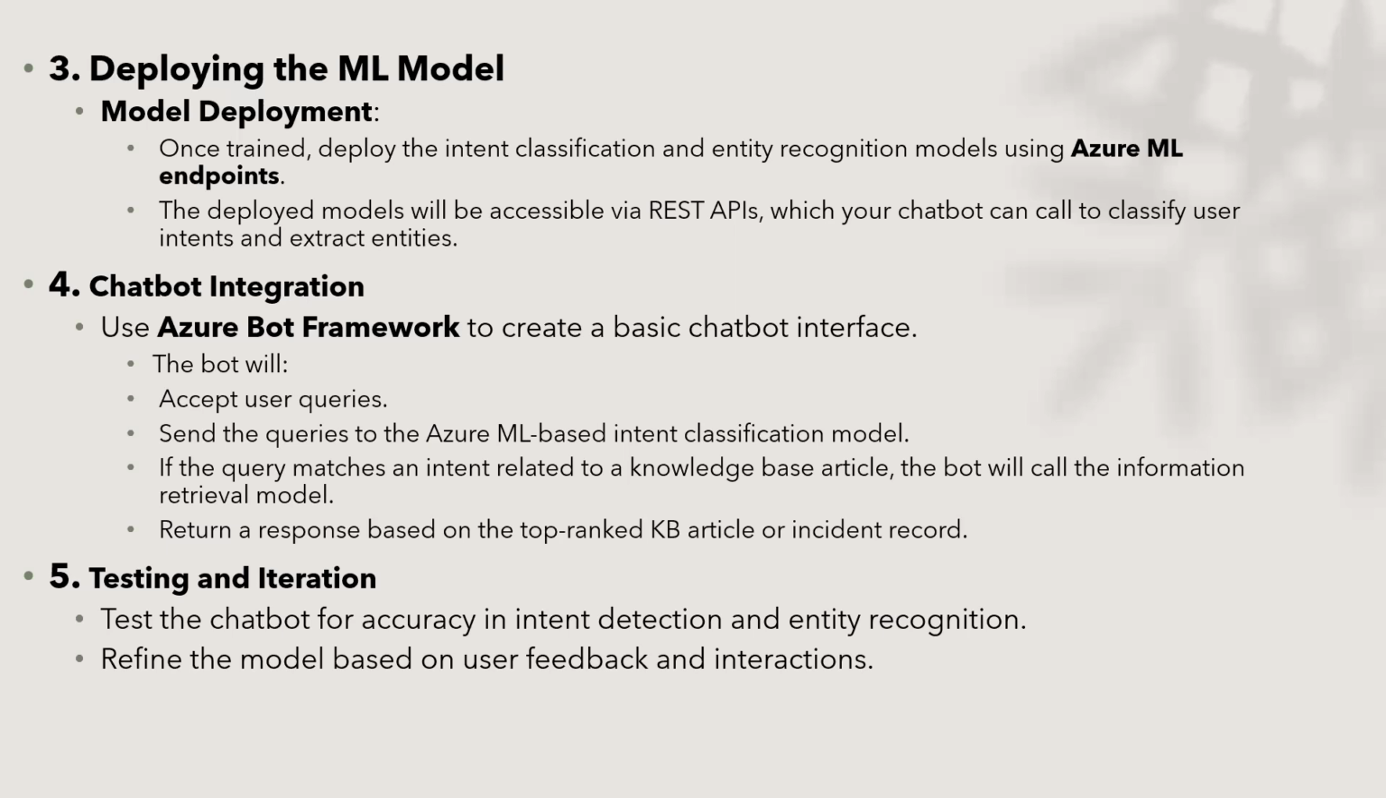So it's going to correlate. The data sources are the incident database and also the KB articles. We are going to use both kinds of data here. So when a query comes in, the ML model is trained to correlate the KB articles with the incident records to come up with a solution or answer. Testing and iteration. Test the chatbot for accuracy in intent detection and entity recognition. Refine the model based on user feedback and interactions.